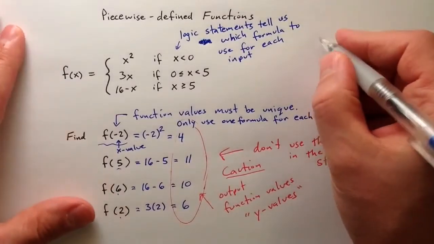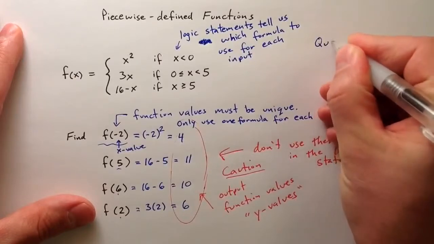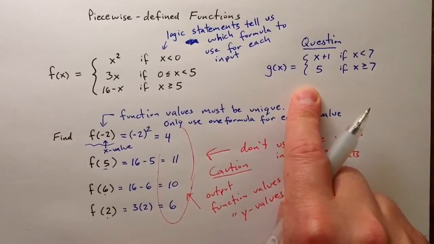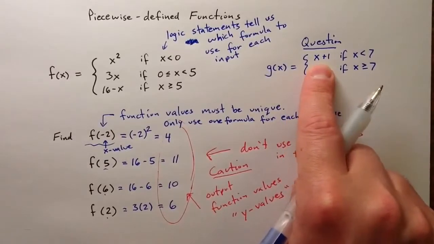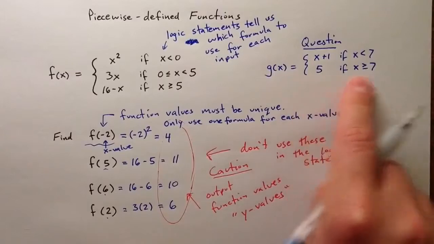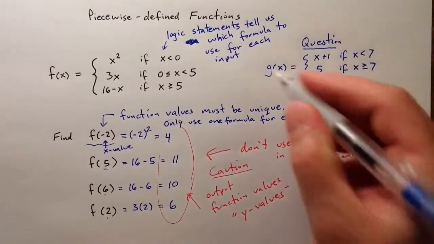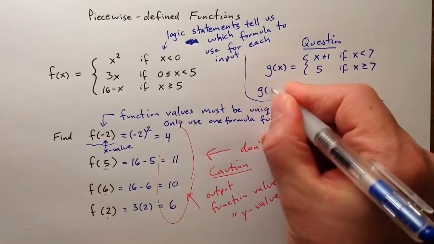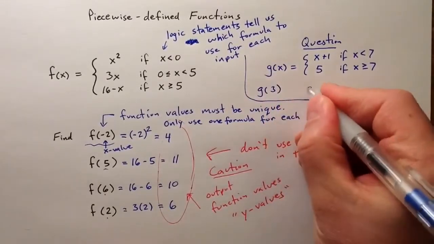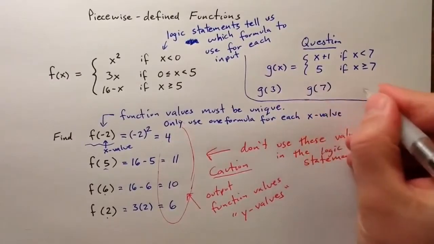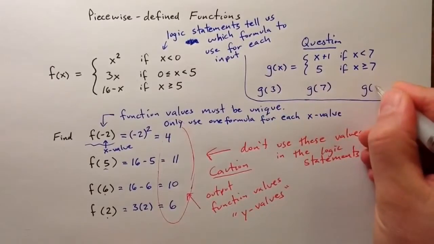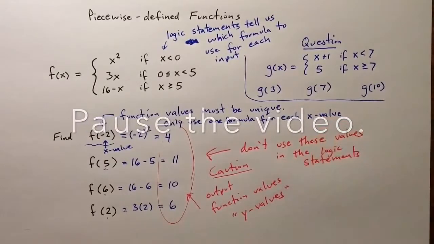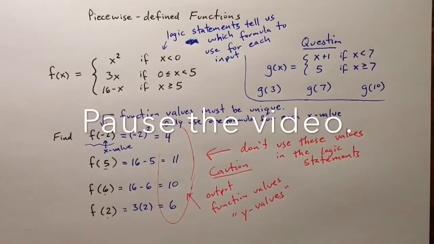I encourage you to take a moment to work on and try the following question. Let's define g of x as the function that is defined by x plus 1 when x is less than 7 and 5 when x is greater than or equal to 7. Using that definition, take a moment and try to find g of 3, g of 7, and g of 10. In a moment or two, I'll talk about the answers. I encourage you to pause the video and try to answer the question yourself first.